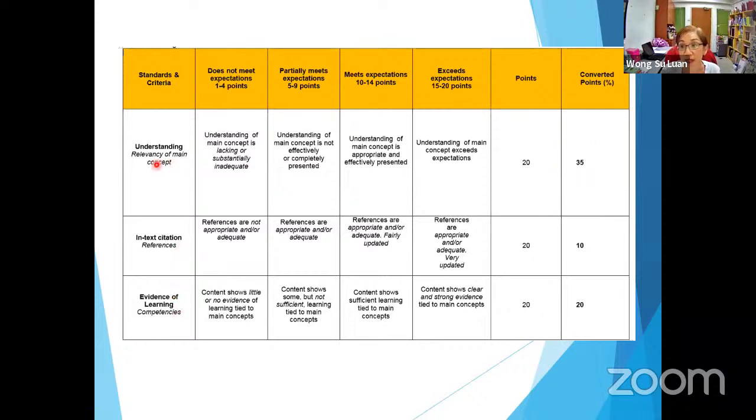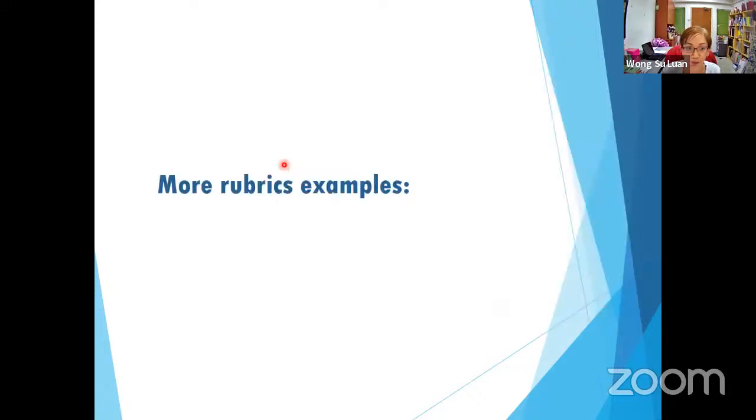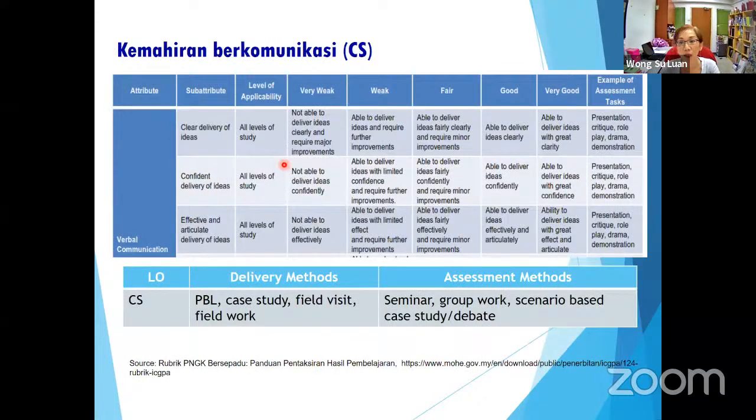35% goes to understanding here. 10% goes to in-text citations. This is an example of a generic rubric. More rubric examples. This is a very detailed, comprehensive rubric. This one was developed by the Ministry of Higher Education. You would see that they have 1, 2, 3, 4, 5 scales.